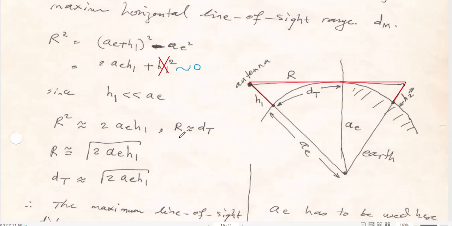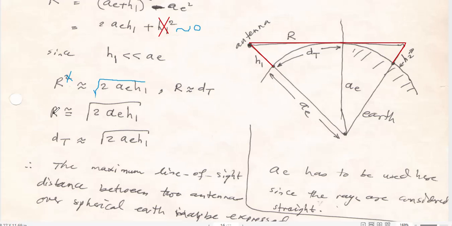r is approximately equal to dt. It's not equal to dt, it's approximately equal to dt. We will consider that r is approximately equal to dt. Therefore, r is the square root of this. If you take the square root, dt is equal to the square root of twice ae times h1. Therefore, the maximum distance you can place an antenna is equal to this.